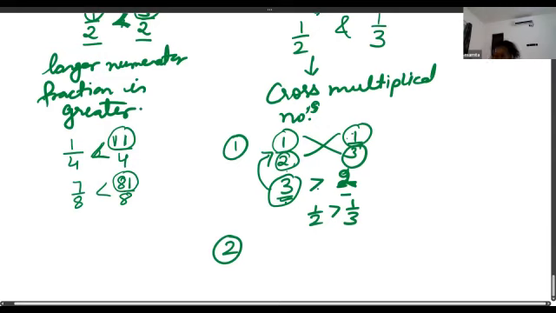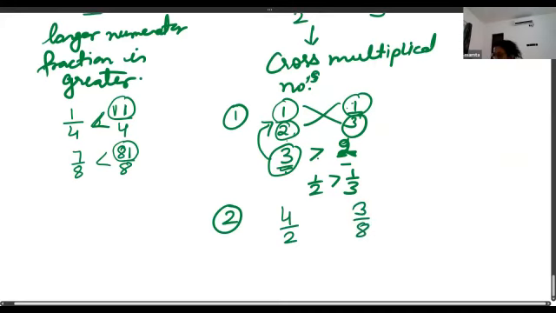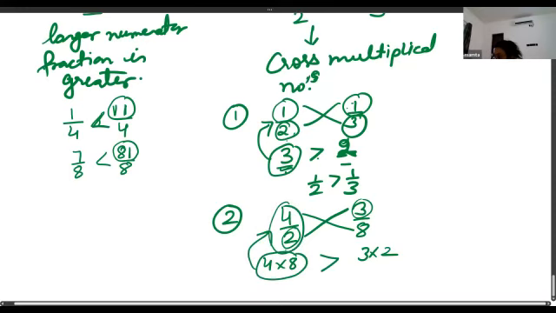Ma'am, can you explain it once again? Yes. See, for example, I am taking 4/2 and 3/8. Which fraction is larger? They are unlike fractions, na? Their denominators are not the same. So for unlike fractions, we will cross multiply the numbers. 4 into 8 is 32, and 3 into 2 is 6. Which number is larger? 32 is larger than 6. This cross multiplication corresponds to 4/2, so 4/2 is larger than 3/8.